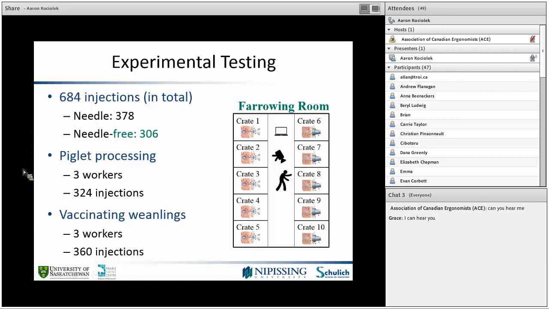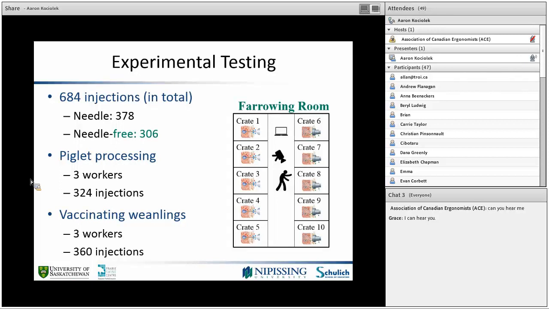These injections were performed in two different subtasks. The first was piglet processing, which is a bit of a larger process, involving things like clipping tails, clipping teeth, and that sort of thing. So it's not just a vaccination process in terms of medication delivery. That's part of it, but it's a larger process.